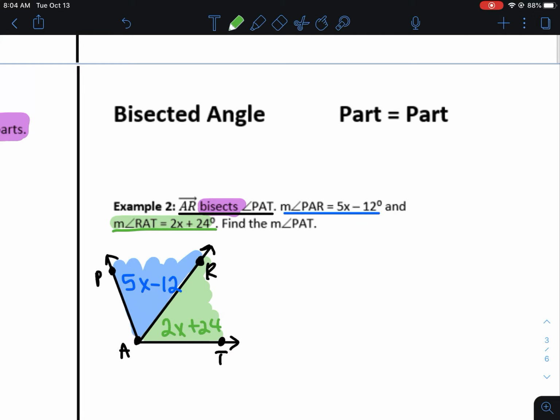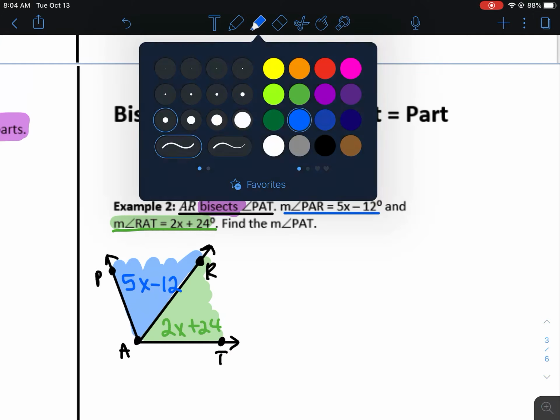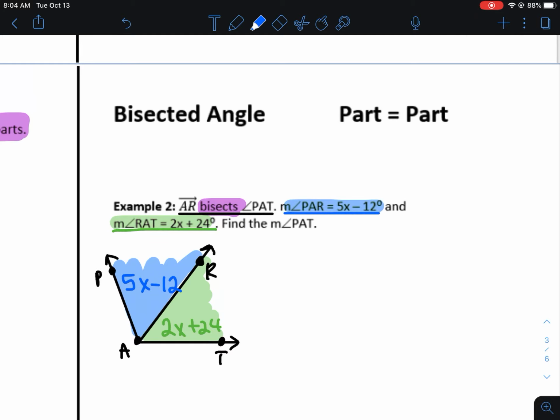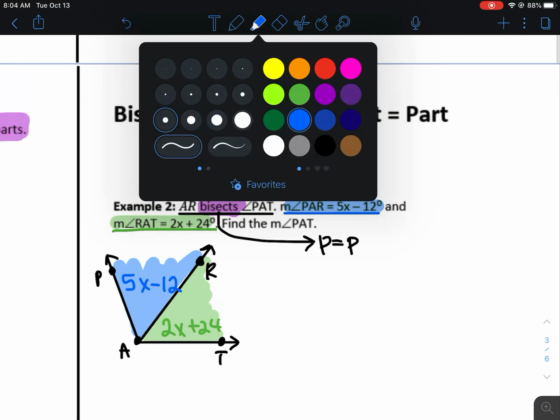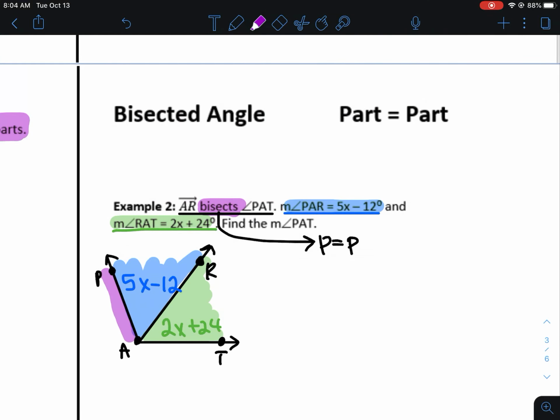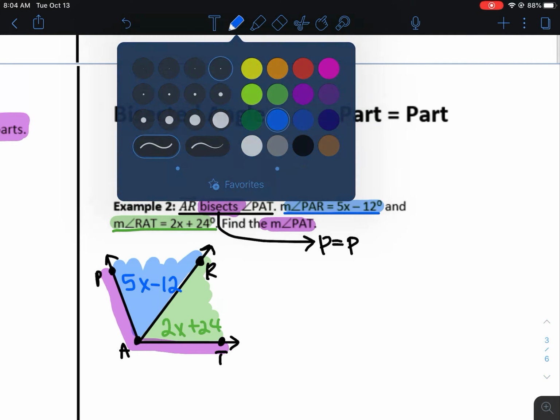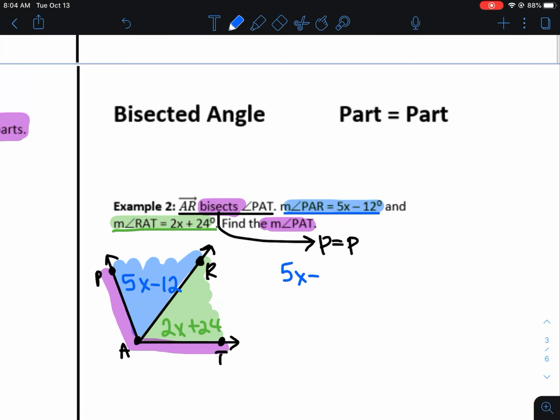Okay, so now that we've established that, we know that this thing says bisects, which means that this is going to be a part equals part. And then it says that we need to find the measure of angle PAT, which as you can see here, PAT, that's the whole thing. So that's what we need to figure out when we're done. So the first part, of course, is 5x minus 12. The second part is 2x plus 24. We know that these parts are equal.